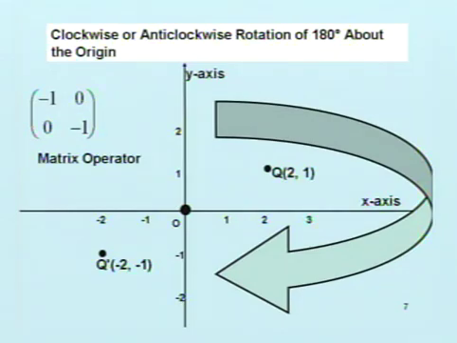So we can do rotation practically using tracing paper and graph paper, or it could be done algebraically, just do the matrix operation. That is, you multiply the operator and the coordinate point, and you'll end up with the same result.